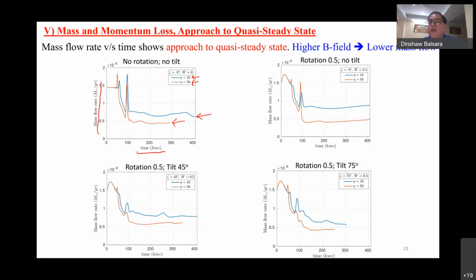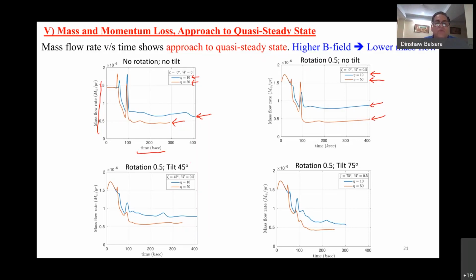Now let's go ahead and consider the situation where you introduce rotation and two different intensities of magnetic field. And again, you see the same trend, namely, if you have a smaller magnetic field, you have a higher amount of mass loss. If you have a bigger magnetic field, you have a lower amount of mass loss. And now we can continue this.